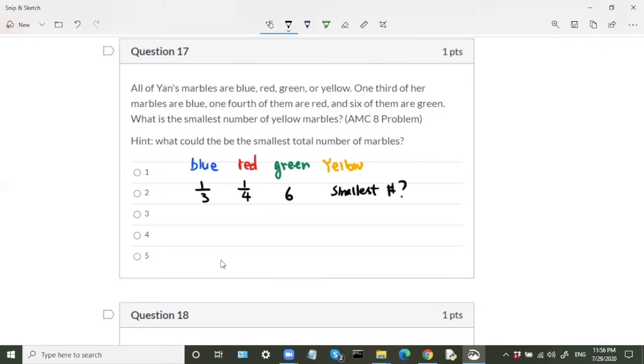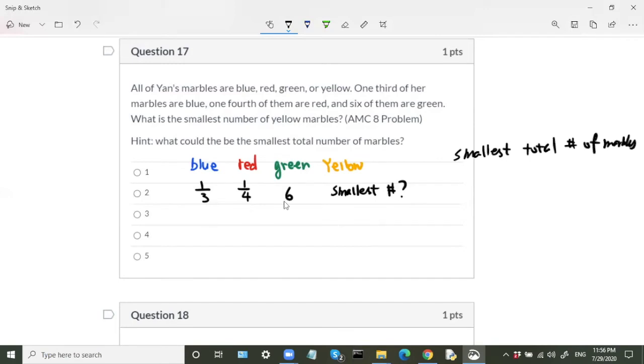Question mark. So first, the hint here is we need to figure out the smallest total number of the marbles. Then the number of yellow marbles will be smallest. So what is the smallest total number of marbles?